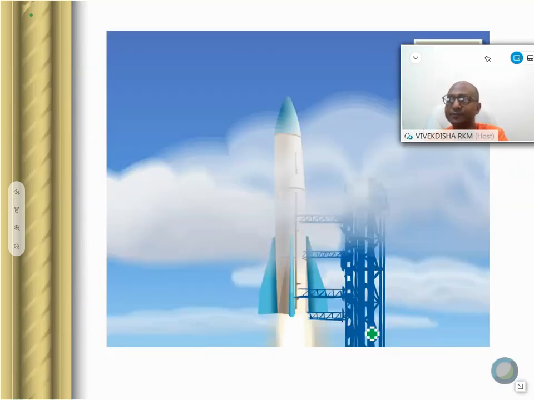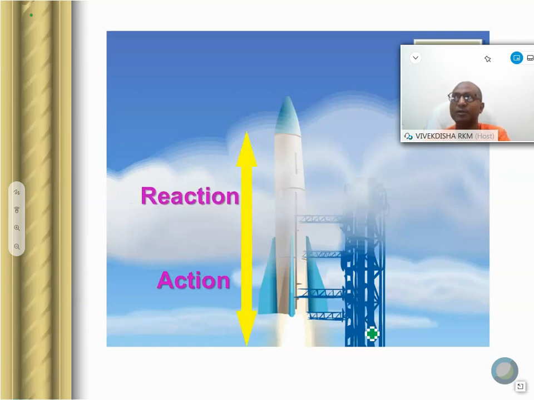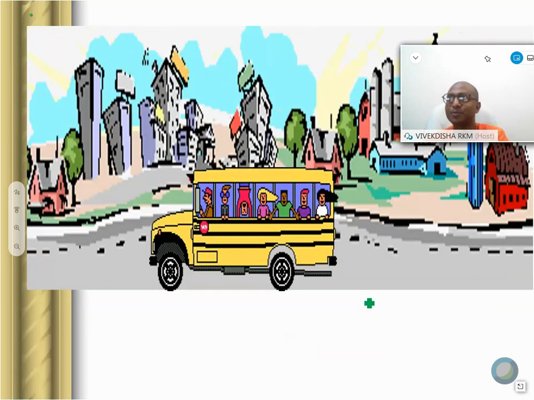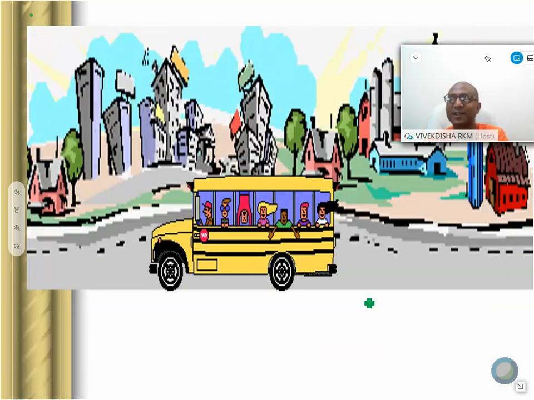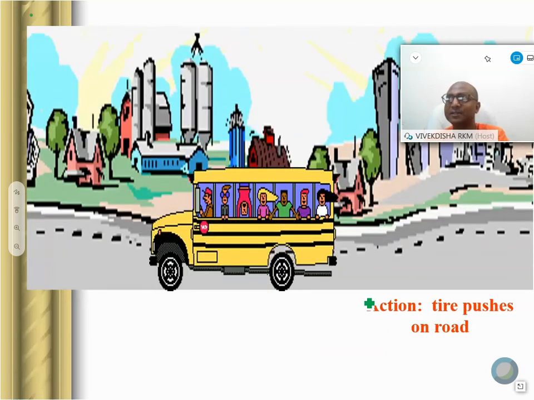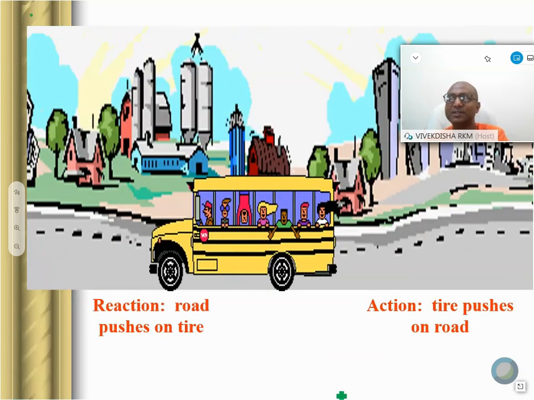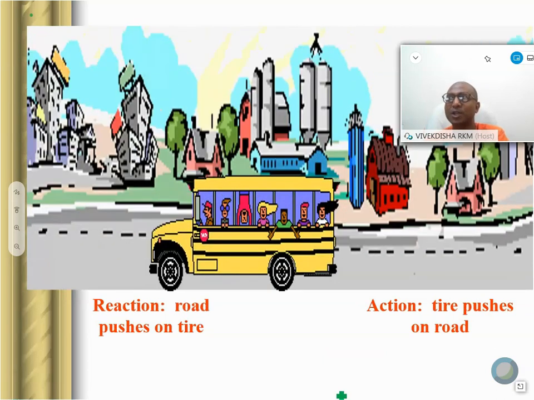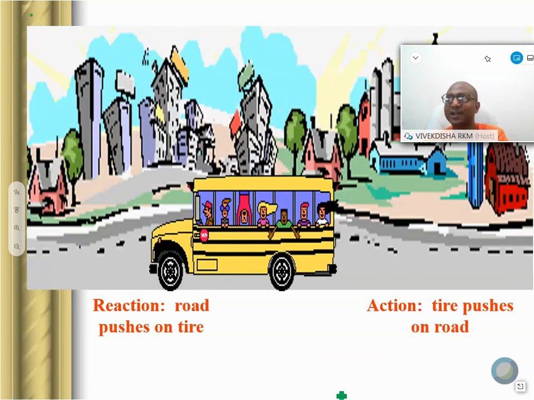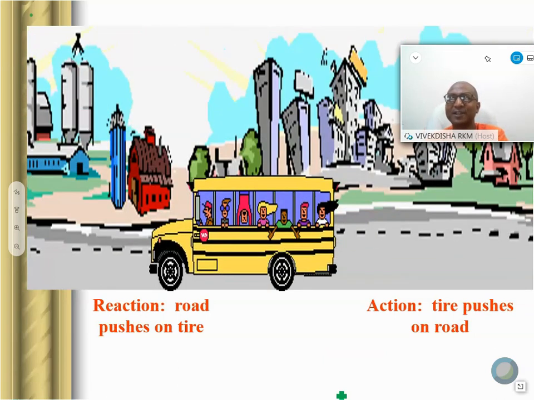A rocket is launched. Why is it going upward? Because fuel is coming downward very fast, violently, you can say, and the rocket is injected in the upward direction. So these are the motion, action, and the reaction. Now also a bus is moving on the road and there is always a push on the tire or on the road. So the tire pushes on the road and similarly the road pushes the tire. So there is a little jerk going on all the time.